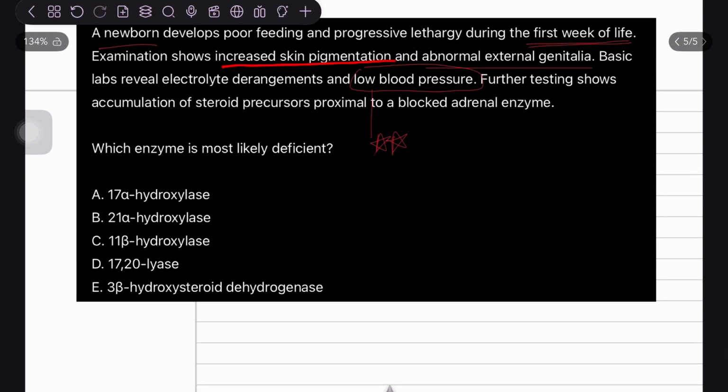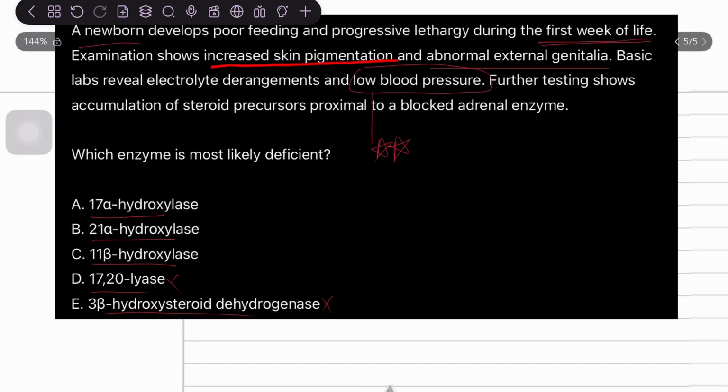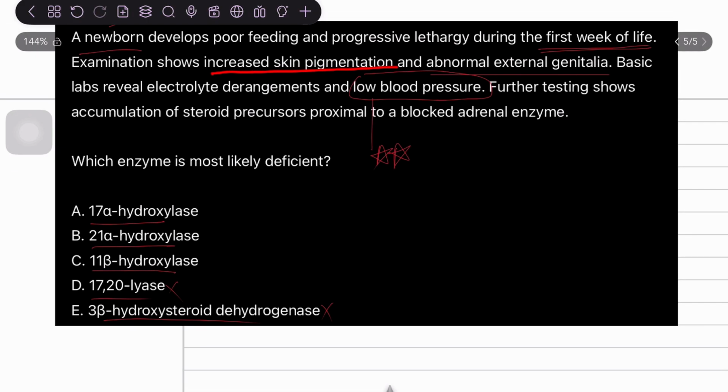17 alpha hydroxylase, 21 alpha hydroxylase, 11 beta hydroxylase, 17,20 lyase, 3 beta hydroxysteroid dehydrogenase. These two are distractors for now. There's 17 alpha, there's 21 alpha, and 11 beta. Look at these three. First of all, there is low blood pressure. That points clearly to 21. And if you got it correct, you have done very well.